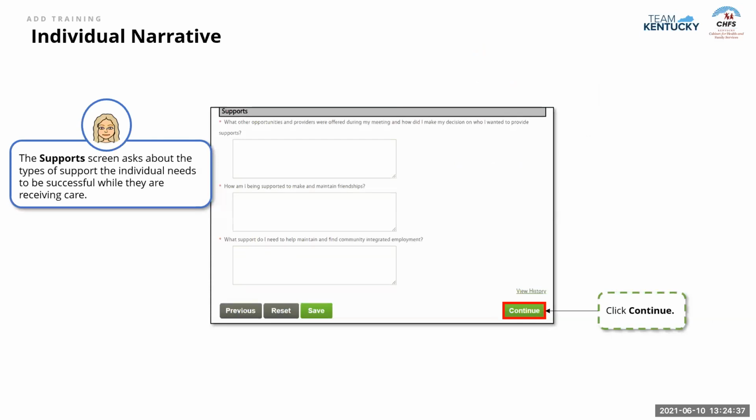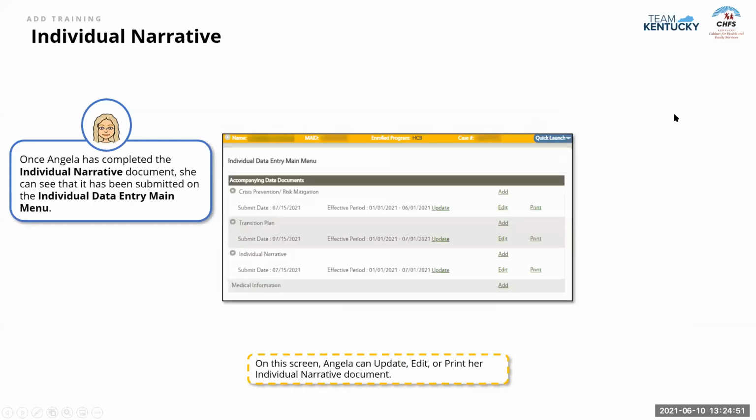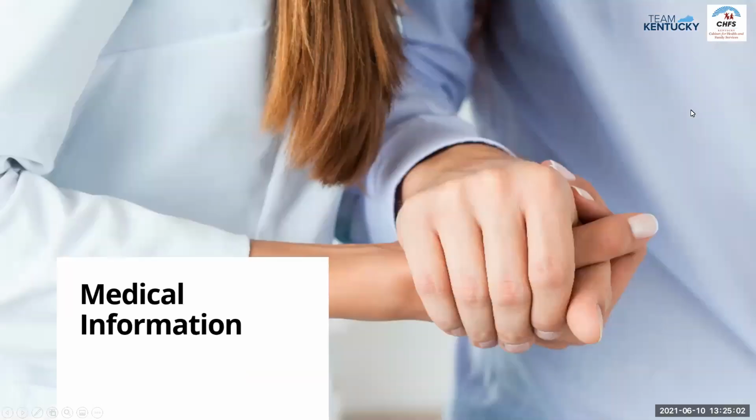And finally, we have the support screen. Asks about the type of supports that the individual desires and needs in order to be successful while they are receiving care. So once Angela's asked all of these individual narrative questions and completed all of the necessary screens, she'll once again see this individual data entry main menu screen where she can see that her document has been submitted.